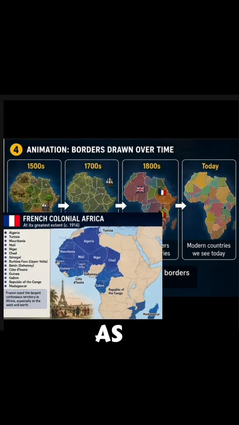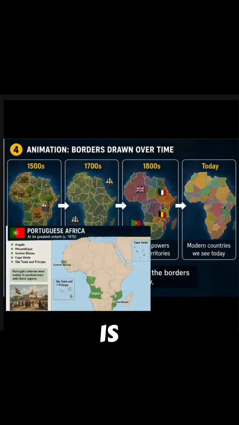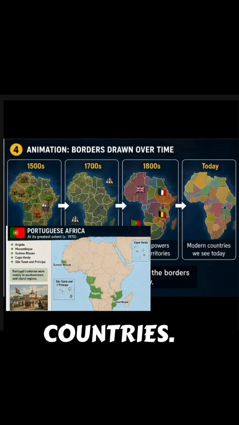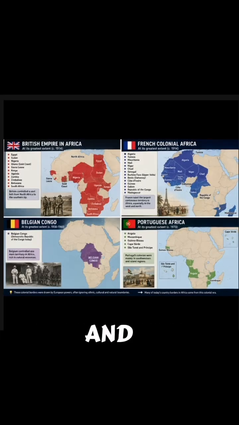The next on the list, as you see here, is the one we know as Belgium, or the Belgian Congo. This is the one in charge of Congo Republic. As you can see on the screen, the last one there is Portuguese Africa. This is Portugal. They're the ones who controlled countries like Cote d'Ivoire, Angola, and the rest of the other countries. So this is how all these maps were constructed and mapped out.